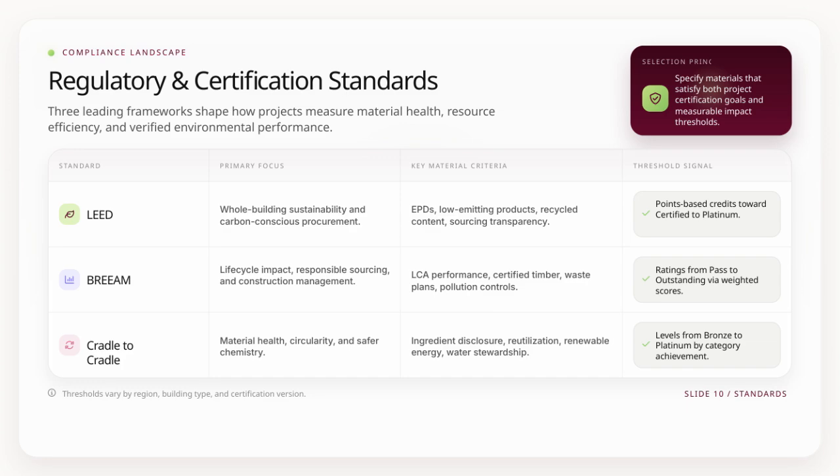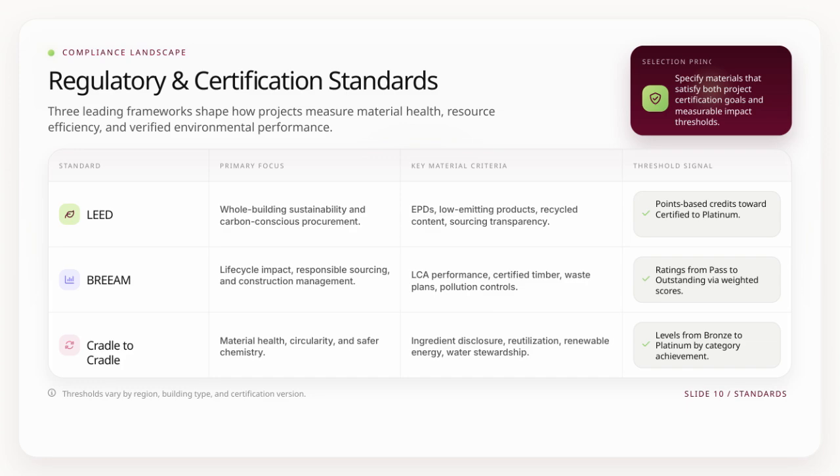Starting with LEED, its primary focus is on whole building sustainability and carbon-conscious procurement. The key criteria include environmental product declarations, low-emitting products, recycled content, and transparency in sourcing. Achieving LEED certification involves earning points that range from certified all the way to platinum.